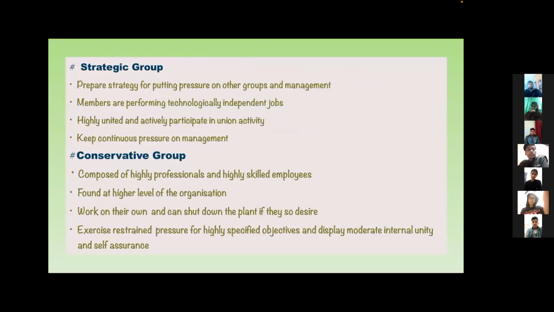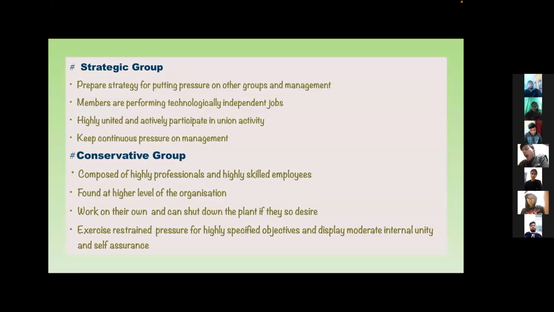The third one is the strategic group. The members of these groups are able to prepare strategy for putting pressure on the groups and management. They are performing technologically independent jobs and are comparatively better placed than members of earlier categories. Generally, they are of middle level management. These are highly united and actively participate in union activity. They keep continuous pressure on the management.